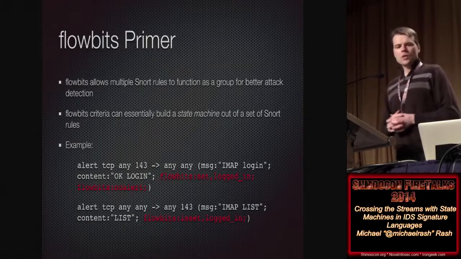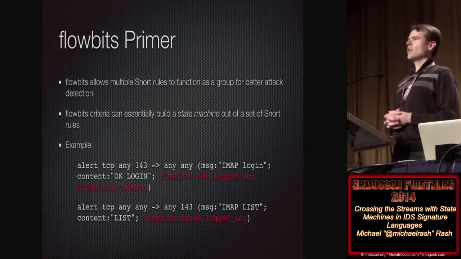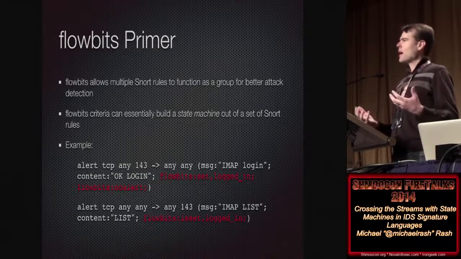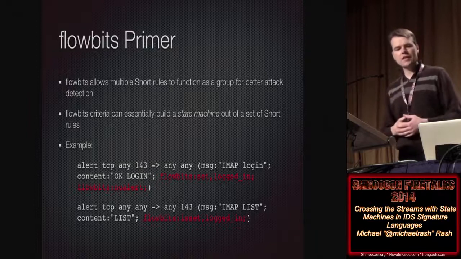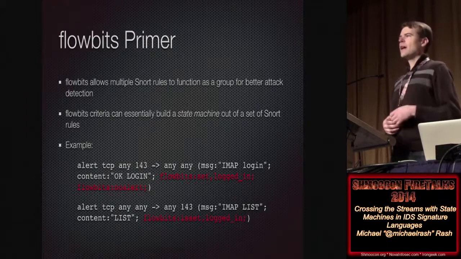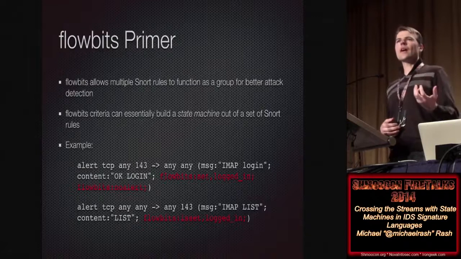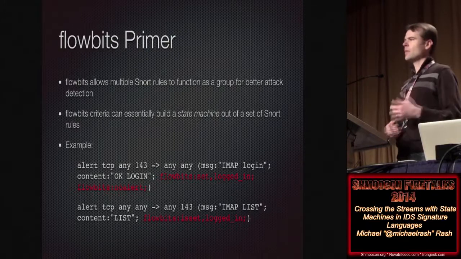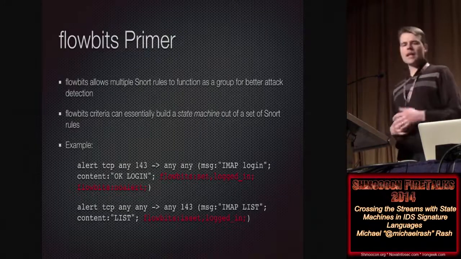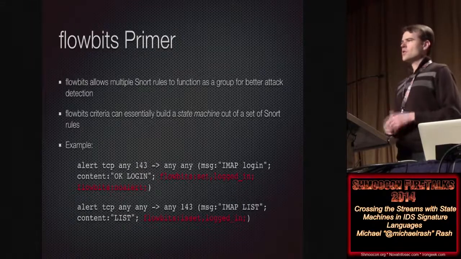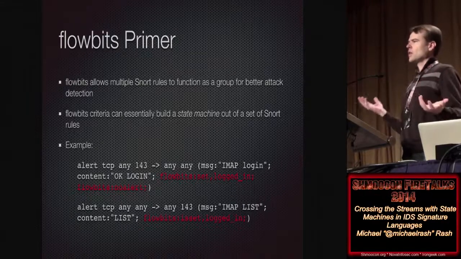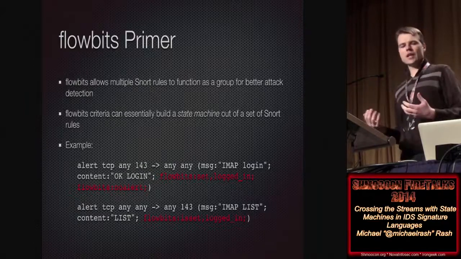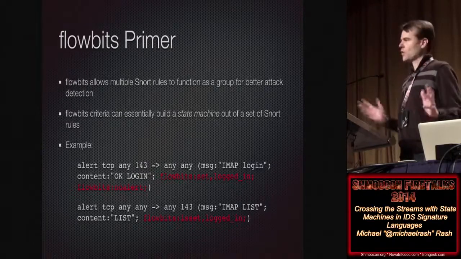So at the bottom here are two Snort rules that are designed to show you that you can, with IMAP communications, if you're interested in, let's say, the IMAP list command, but you only want that rule to fire if you previously had seen a successful login from the same TCP connection. So these two rules show you that you can bidirectionally have flowbits criteria apply to both sides of the connection. That's great.